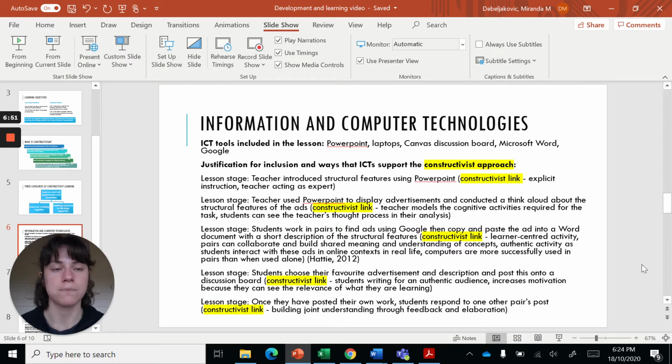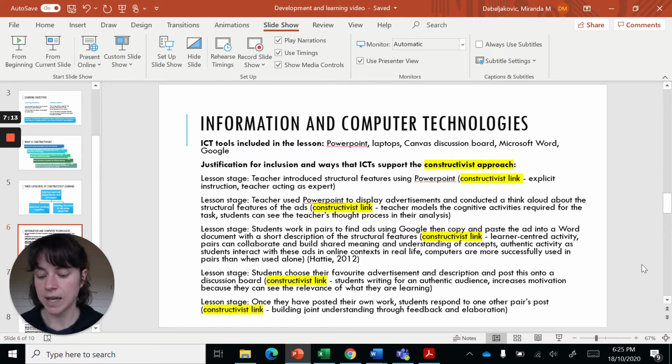And so this gives them an opportunity to actually be in that real life context and looking at ads that they might actually see when they're in that environment. And a quote from Hattie here says that computers are more successfully used in pairs than when used alone.